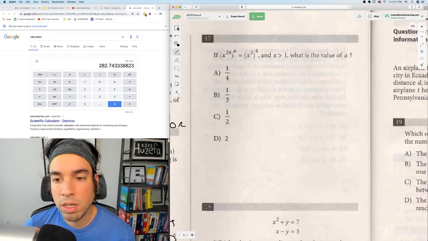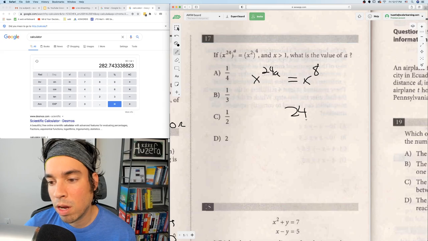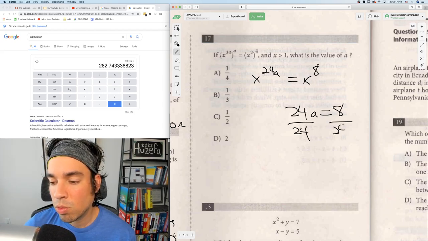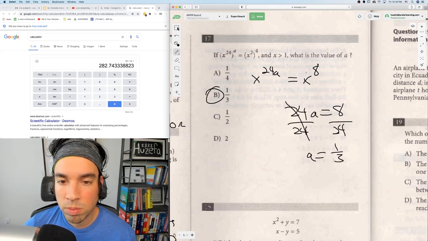17. X to the 24th, A equals X. Okay. What is the value of A? So I'm going to distribute. So it's X to the 24A equals X to the 8th. 24A equals 8. Divide both sides by 24. A equals 8 over 24, or 1/3. Boom, done.